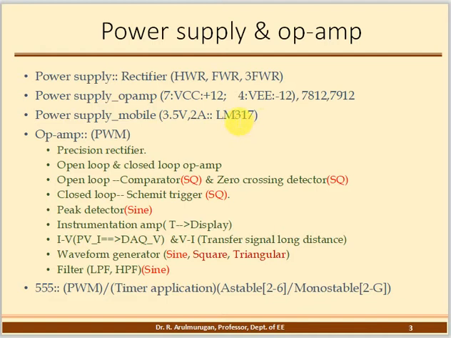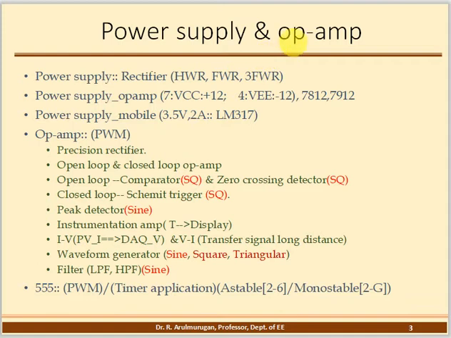That is called the LM317. With the LM317 you can vary the voltage up to 37 volts, and it produces a maximum of 2 amps. So if you want 3.5 volts, yes, you can design it.